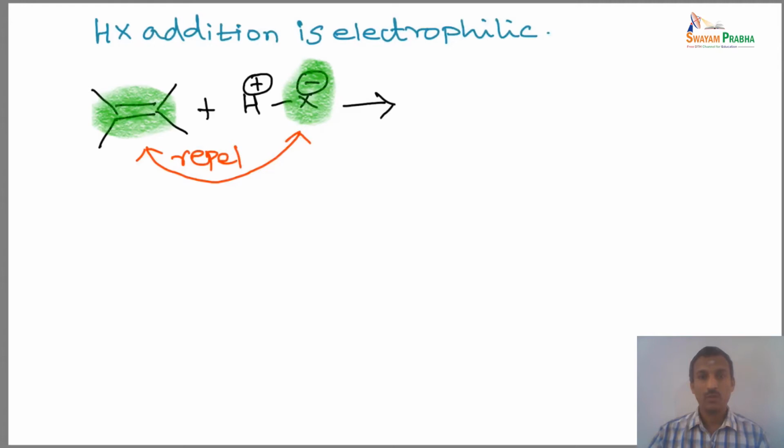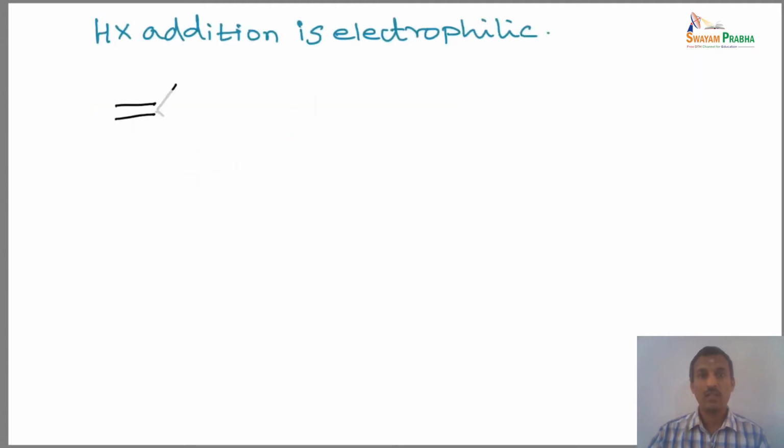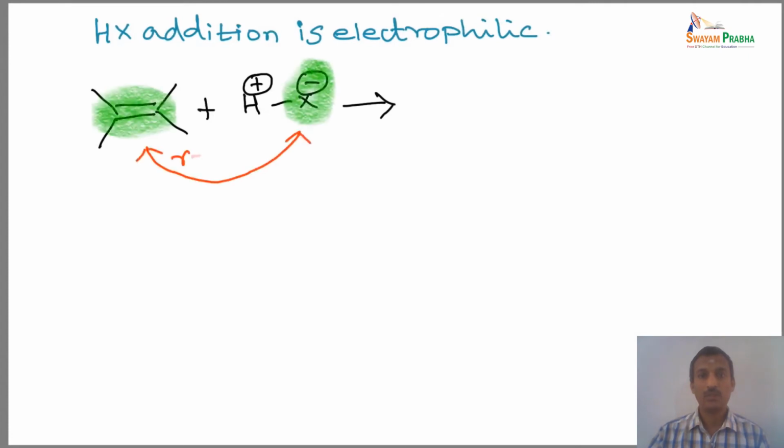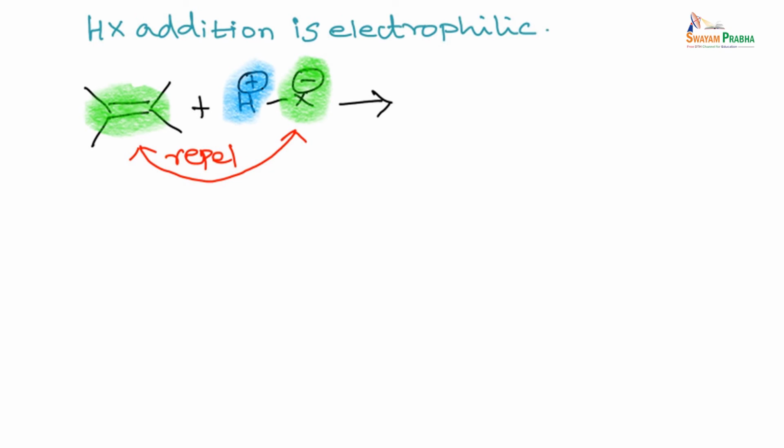Now, the HX can be polarized towards the most electronegative halogen, because as we know, halogens are more electronegative elements. So the bond HX is always polarized towards the halogen. So there is more electron density around the halogen atom. Because of this, the HX bond cleaves in a heterolytic way. When it cleaves in a heterolytic way, we have two species. One is an electron rich species, that is the X minus. Another one is an electropositive or electrophilic species, H plus.